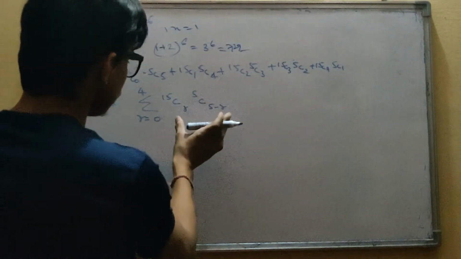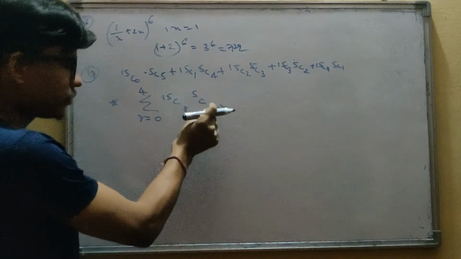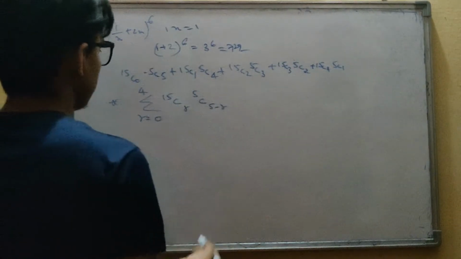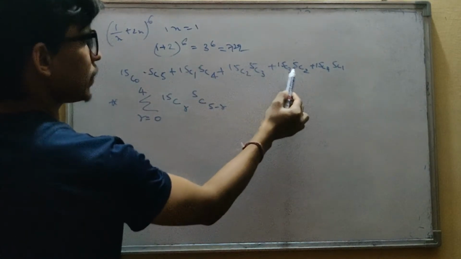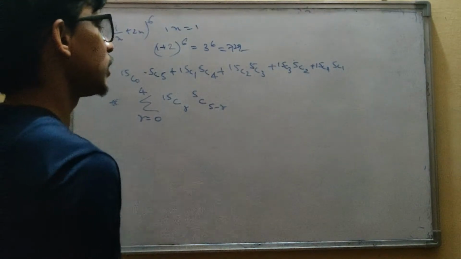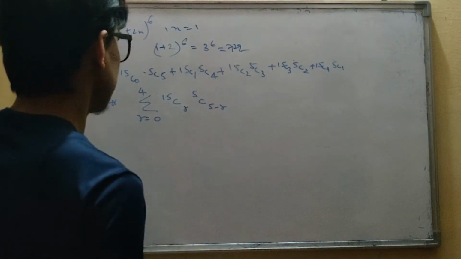If you add these two, the total terms is always going to be 5, I guess. 0 plus 5 is 5, 1 plus 4 is 5, 2 plus 3 is 5, 3 plus 2 is 5, 4 plus 1 is 5. Okay.